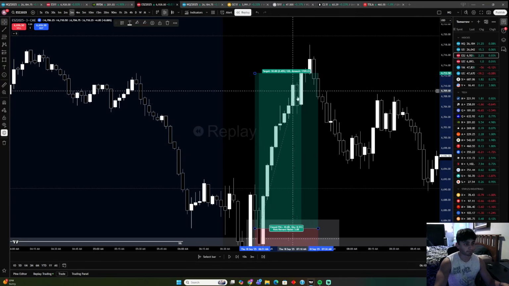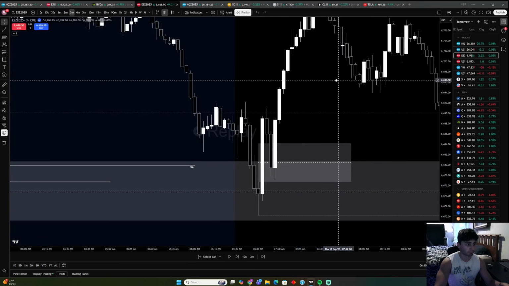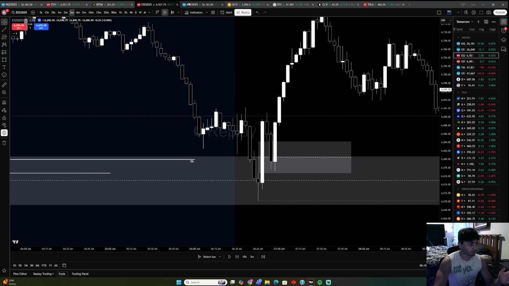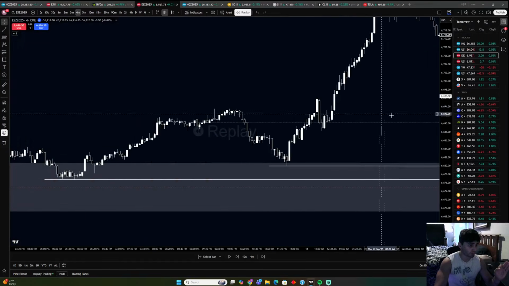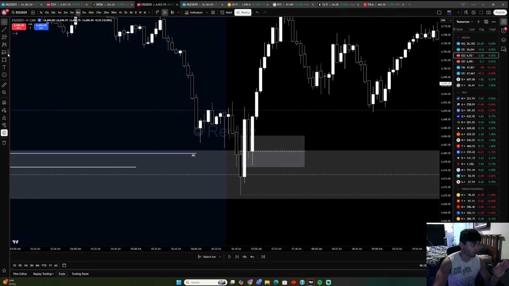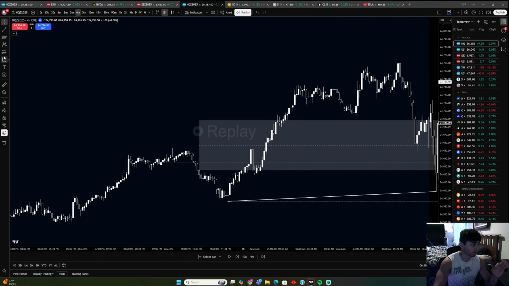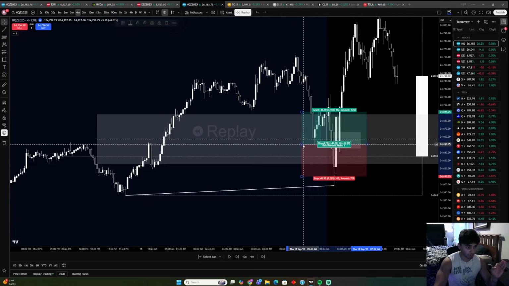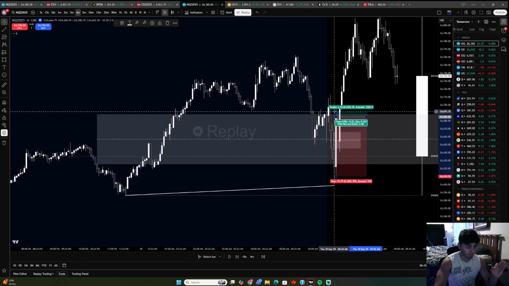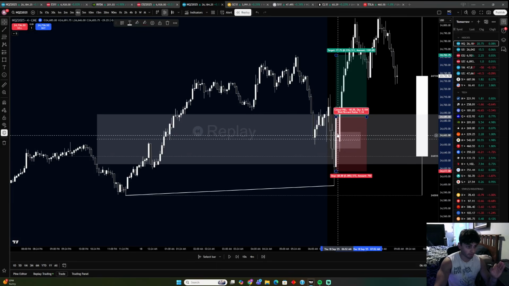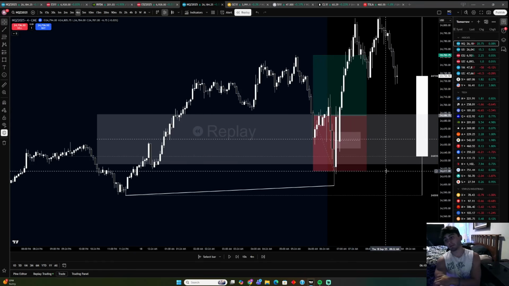Okay. Now, a couple things to talk about here. If you are going to use the system where you enter simply off of the IFVG, this is completely fine. There's nothing wrong with doing this, right? You're just going to enter here, targeting like here, and putting your stop loss somewhere underneath. Right? There's nothing wrong with this.